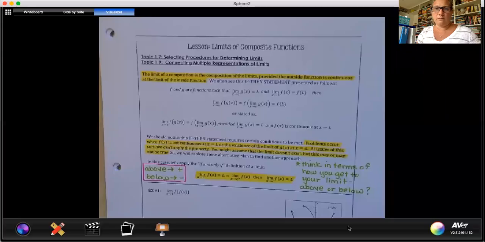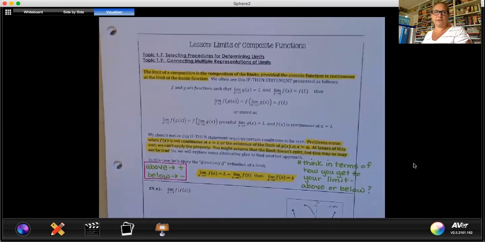Hello all. Today we are going to do limits of composite functions. This is a short little mini lesson on how to graphically analyze composite functions to find your limit. So I have a couple of things written here for you and a couple of things already highlighted. Pause the video as you need to.